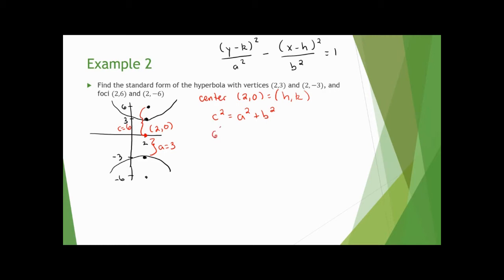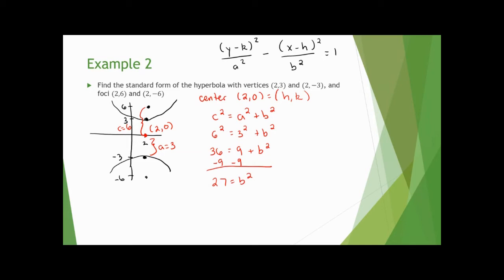So that's going to be 6 squared equals 3 squared plus b squared. So 6 squared is 36, and 3 squared is 9. So if 36 equals 9 plus b squared, and I need to solve for b squared. So 36 minus 9 is 27. So b squared is equal to 27.